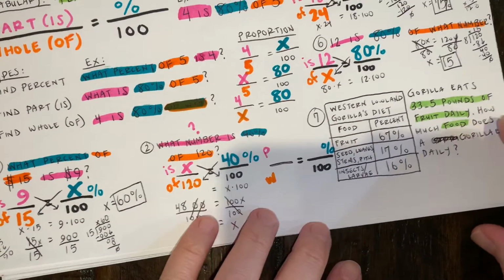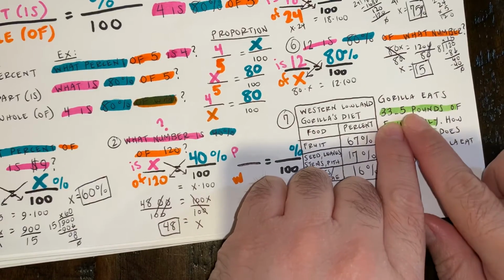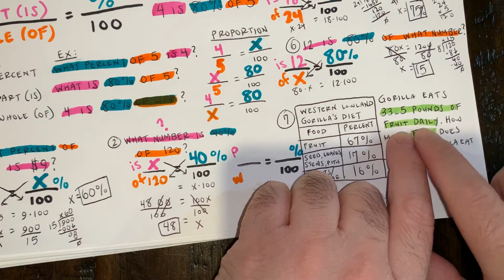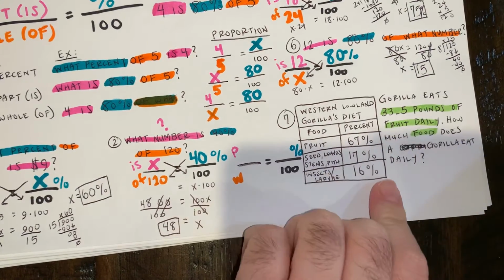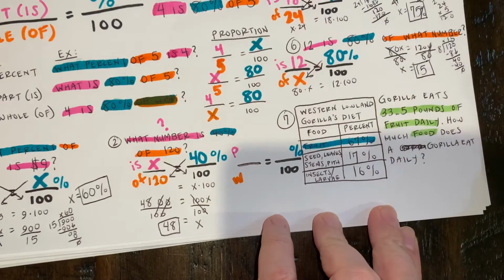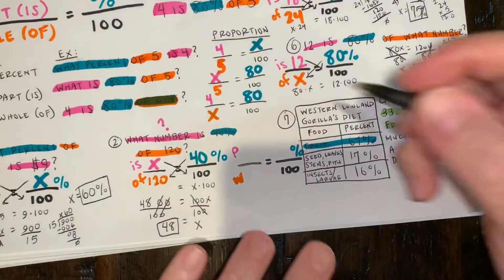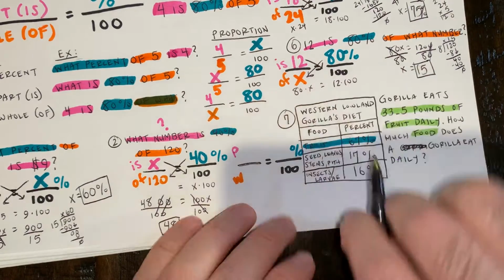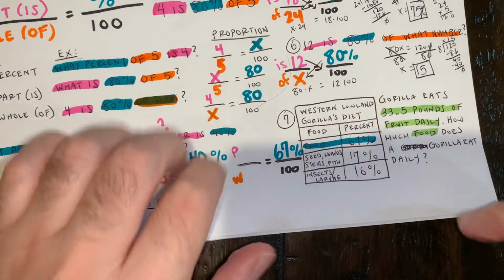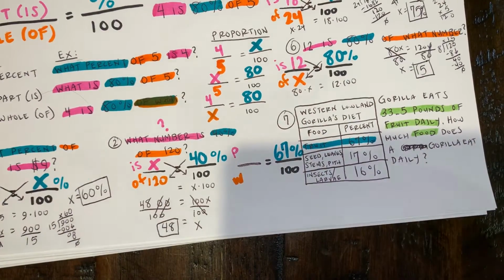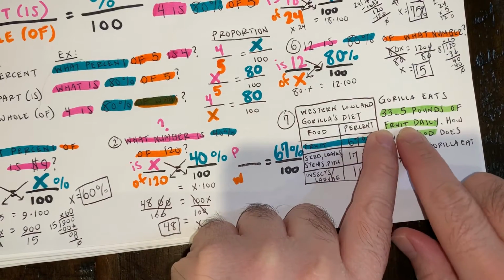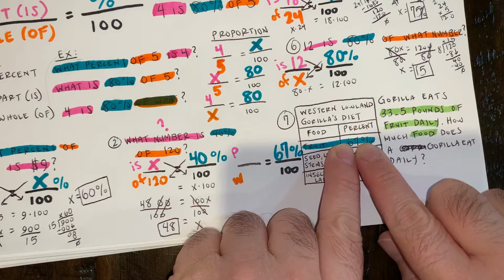So we're gonna focus on what? A gorilla eats 33.5 pounds of fruit daily. So we're focusing primarily on the fruit. That shows you what our percent is. The percent we're going to deal with is 67%. I got that percent by seeing that they're focusing on fruit, and then you can see fruit is 67%, and that's how we filled that part out.